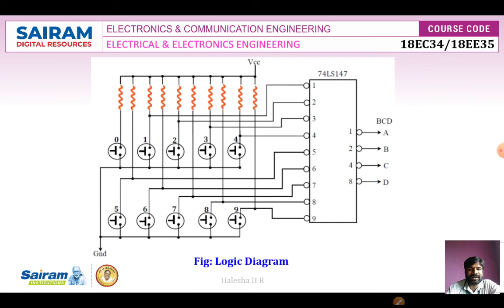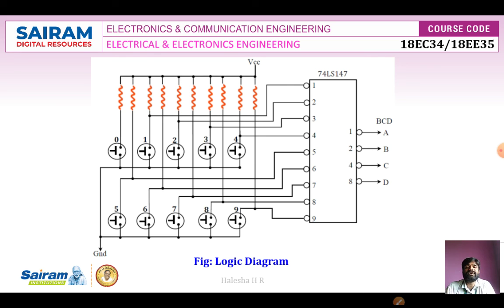And this is the logic diagram. Here we have 10 switches, named 0, 1, 2, 3, 4, 5, 6, 7 and so on. Switch 1 is connected to input 1 of the 74LS147. Similarly, 2 is connected to input 2, 3 is connected to input 3, and it goes on, and 9 is connected to input 9.